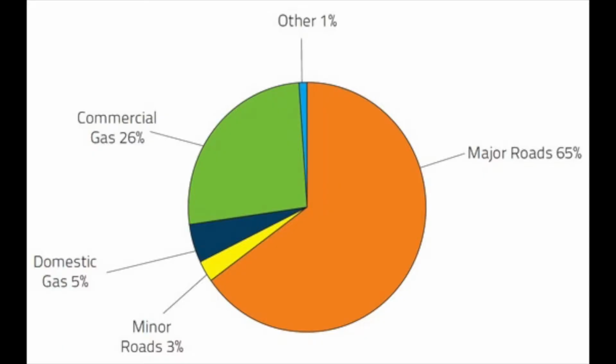As you can see by the pie chart, NOx emitted in the City of London: major roads contribute 65%, minor roads only 3%, commercial gas is 26%. So the big overall producers are combustion of fossil fuels.